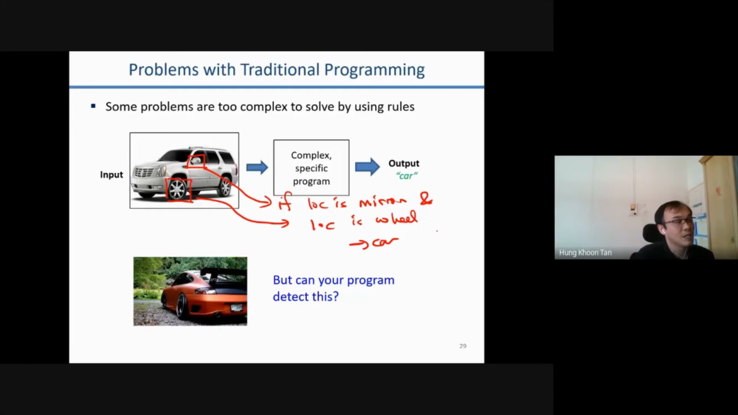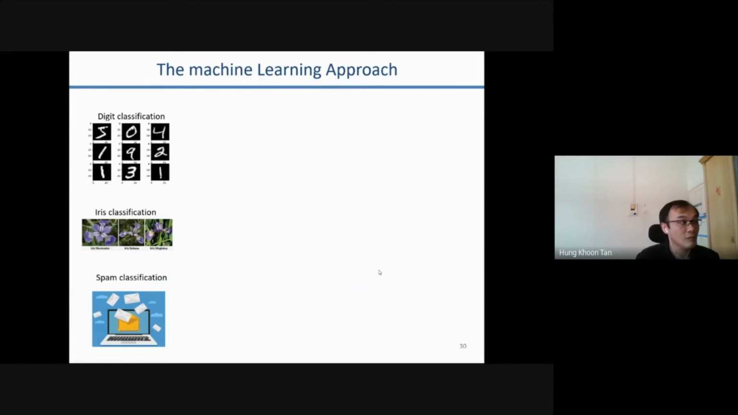But this kind of traditional programming is actually very fragile. For example, if you look at this particular location where you indicated it should be a mirror, and the car is in a different position, the system will not work. It will say that this is not a mirror, and because of that, this is not a car. So there are two problems with traditional programming. The first is that you have to write different programs to solve different problems. And secondly, some problems are simply too complex for traditional programming to solve.